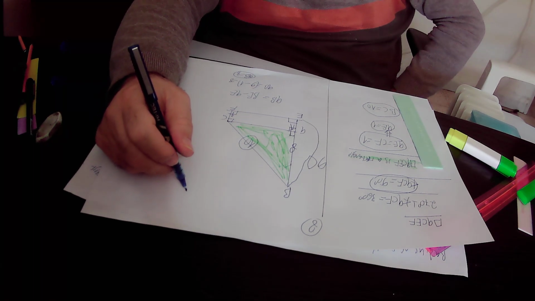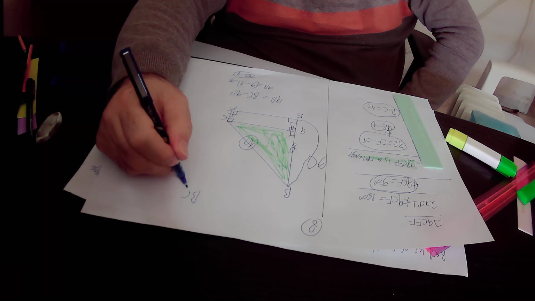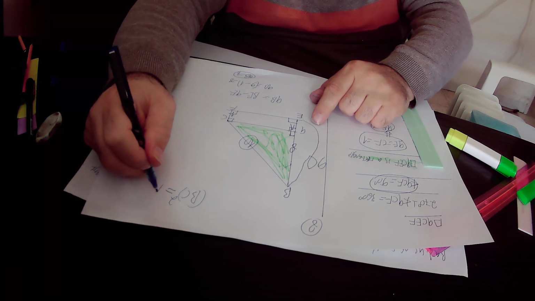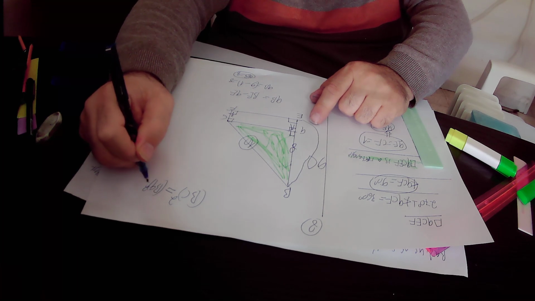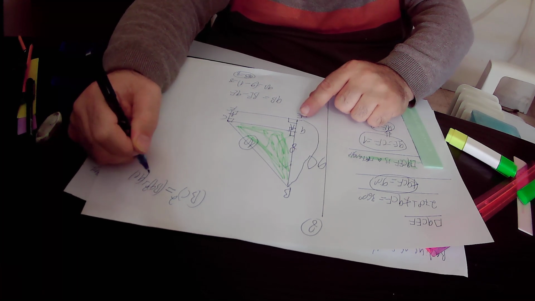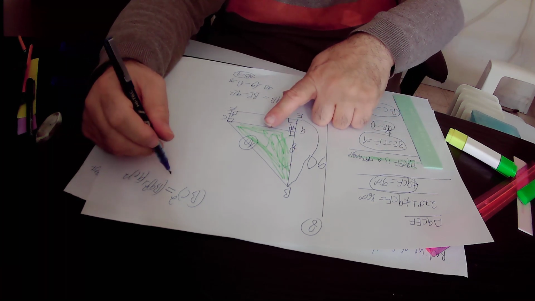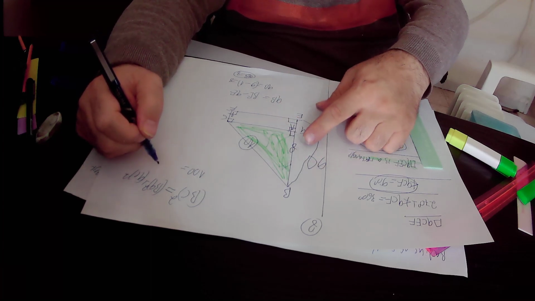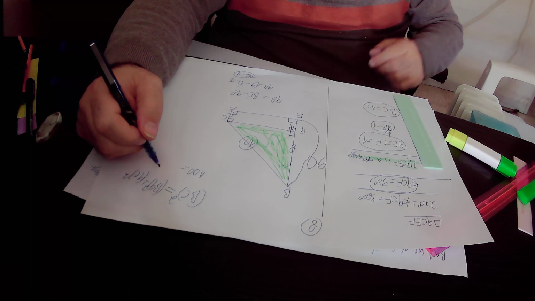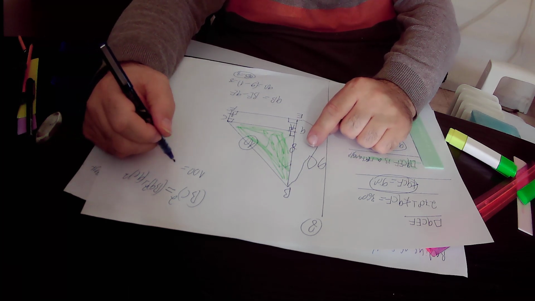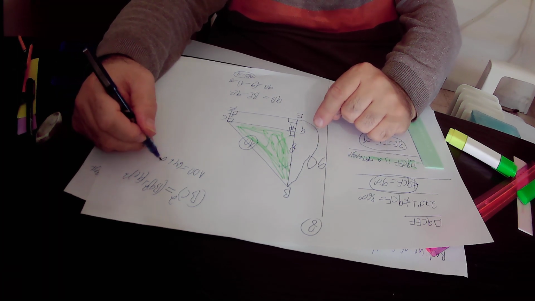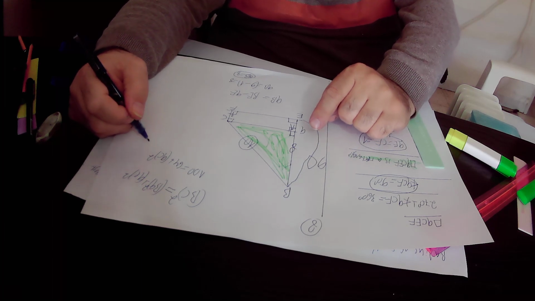According to the Pythagoras theorem, BC square, the square of the hypotenuse, is equal to the sum of the squares of the perpendiculars. That is to say, BC square will be equal to BQ square plus QC square. We found out that BC equals 10, so BC square is 10 square, which is 100, and that equals BQ square. BQ equals 8, so BQ square is 8 square, which is 64, plus QC square, where QC is the missing side.